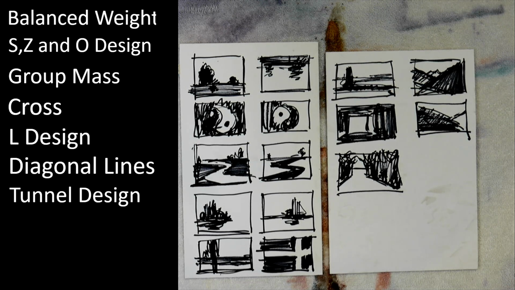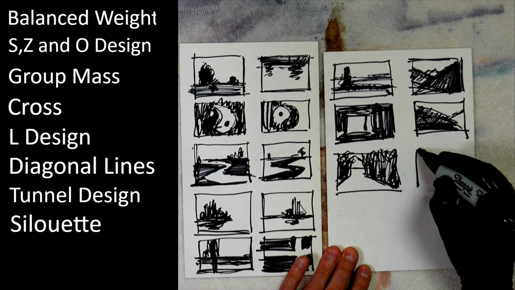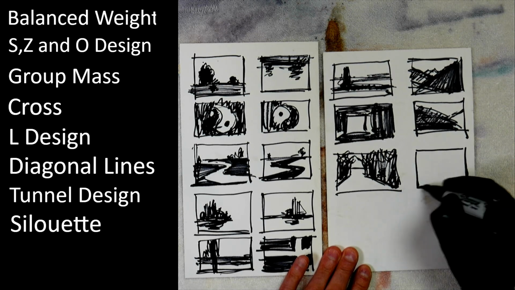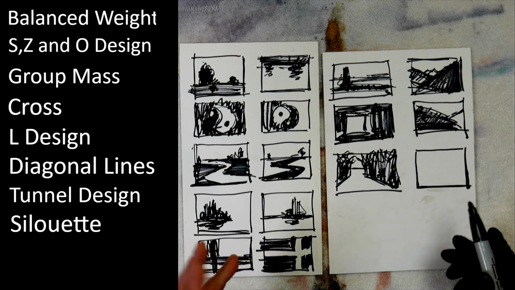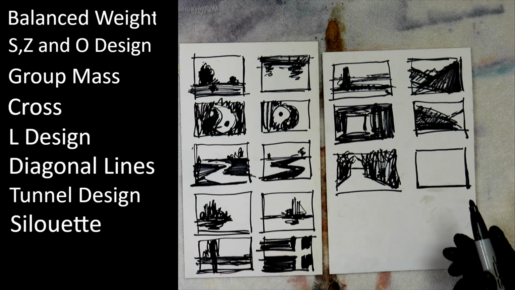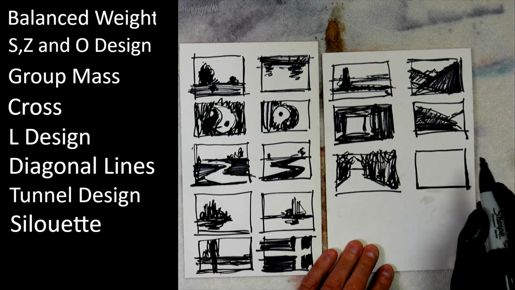Our next one we have here is silhouette. Where's my cursor here? Oh, here's my cursor. Silhouette is pretty much all of these things that you've seen right now, but basically your background is light and your foreground objects are dark. It could be anything, a lot of these things that you had, like the L shape or the Z shape or the crucifix. And also it could be this type of thing with the group mass.